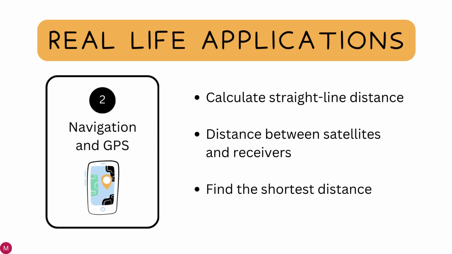Another use for the Pythagorean theorem is in navigation and GPS. It can provide accurate distance measurements, efficient route planning, and precise location tracking, making travel safer and more efficient. People can use it to calculate the straight line distance between locations by treating the distance as a hypotenuse of a right triangle. The theorem can also be used to calculate distances between satellites and receivers. It's also useful to find the shortest distance to a location.